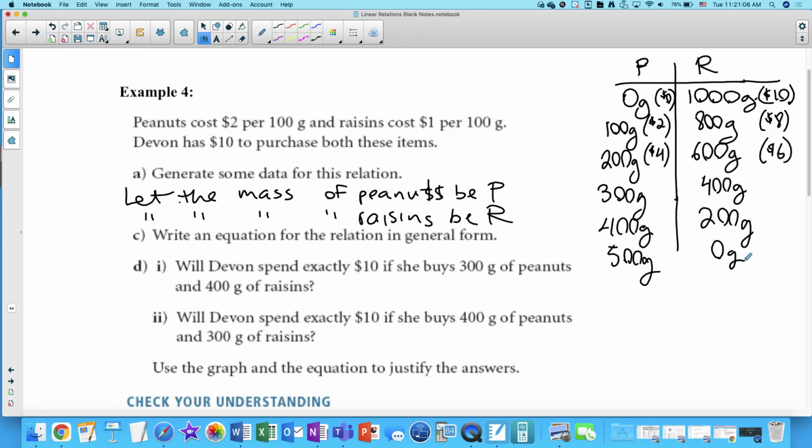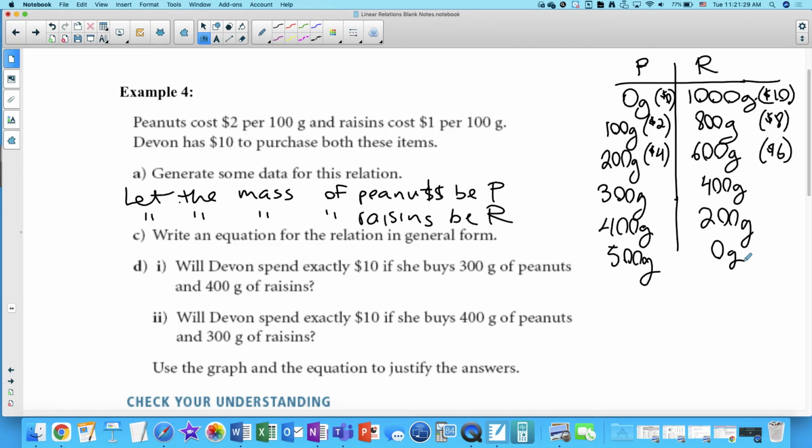I can either buy all raisins, or all peanuts, or some combination of each. Okay? So this, of course, is not all of the data, because with a bulk bin, you don't have to buy exactly 100 grams. You can buy part of 100 grams. But these are just a few data points. Okay, so that's the first piece.